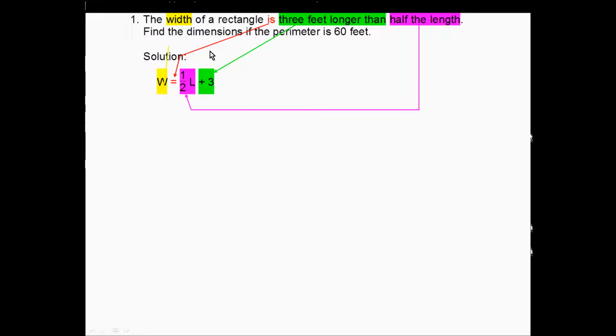One of the sentences, and usually it's the very first or the very last, sets up a relationship between length and width. So our solution, this first sentence, width is 3 feet longer than half the length, right there. Width is 3 feet longer than 1/2 L. That's the relationship between L and W. So notice, if you find a value for L, you plug it in here, and that'll give you a W. So there's our relationship between width and length.